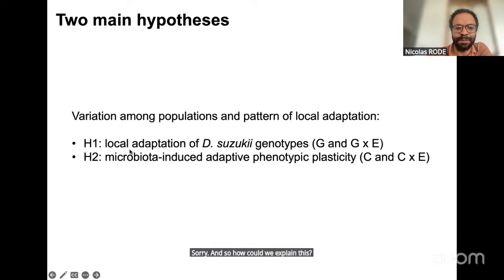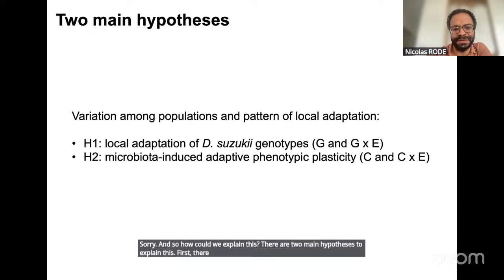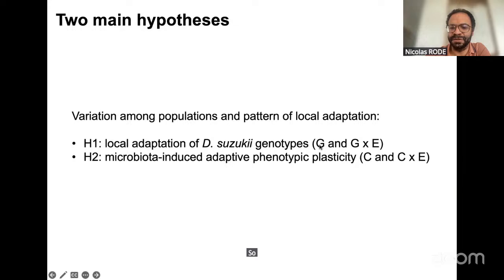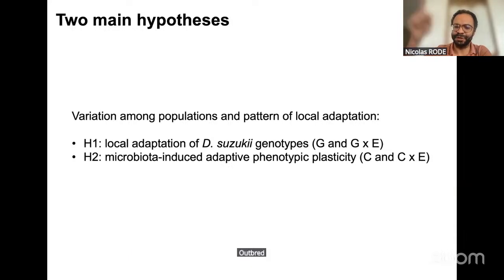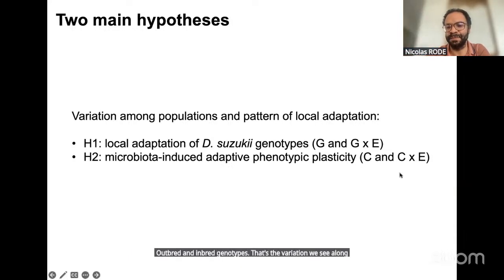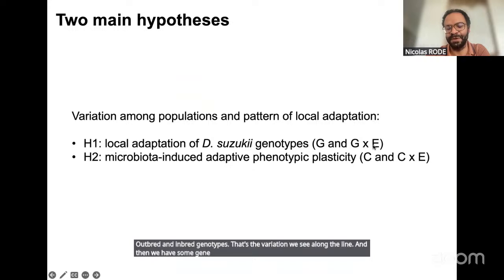There are two main hypotheses to explain this. First, there is a genetic hypothesis that we have a local adaptation of Drosophila suzukii genotypes. In that case, we have a genotype effect, meaning that we have, for example, outbred and inbred genotypes. That's the variation we see along the line. And then we have some genotype by environment interaction. And that's the pattern of local adaptation we see.